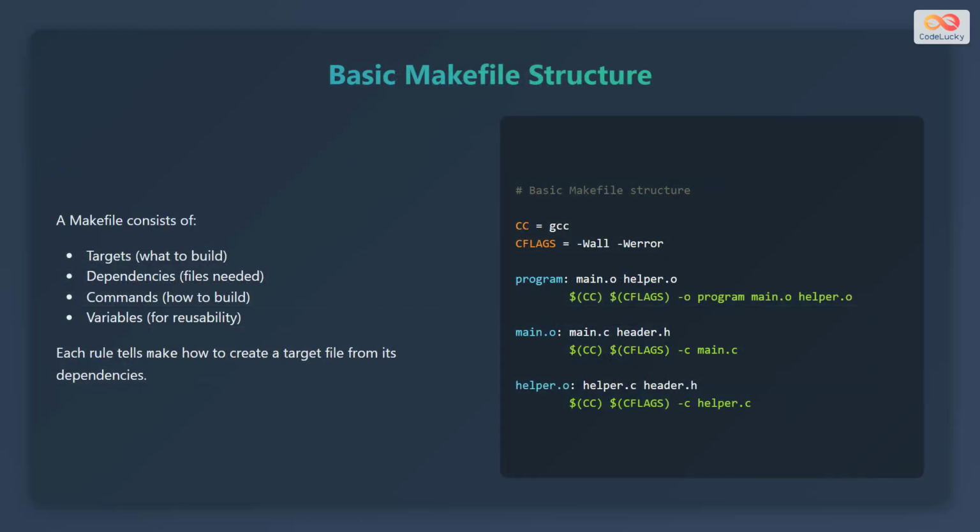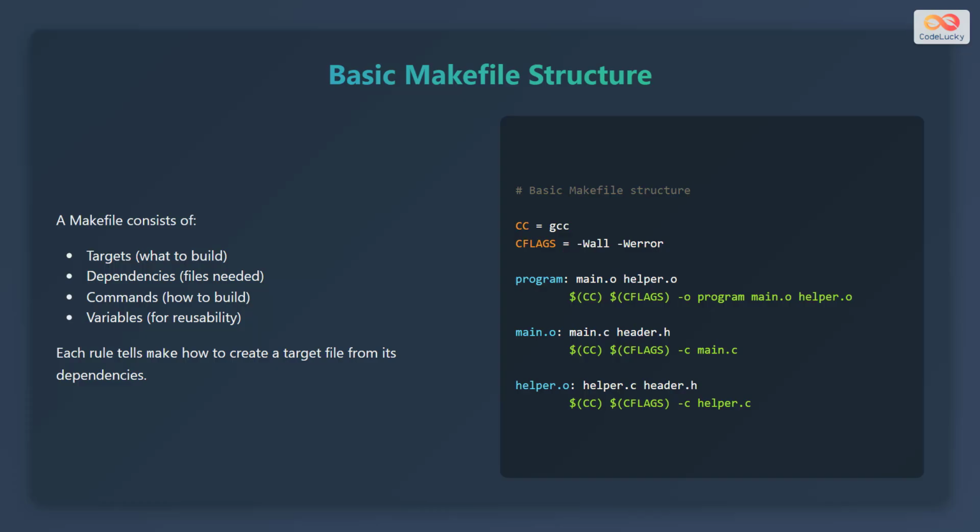A makefile consists of targets, dependencies, and commands. Targets define what to build, dependencies list the files needed to build the target, and commands specify how to build the target. Variables can also be defined for reusability. Each rule instructs the make utility on how to create a target file from its dependencies.